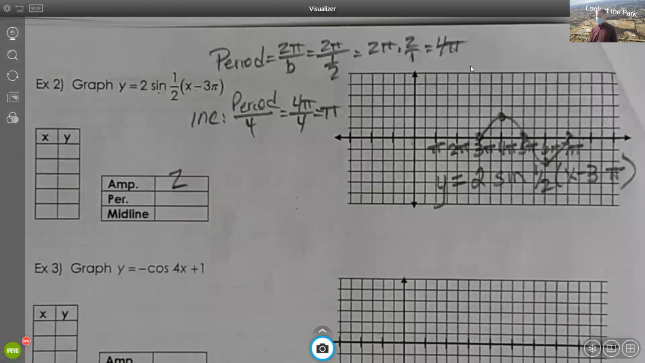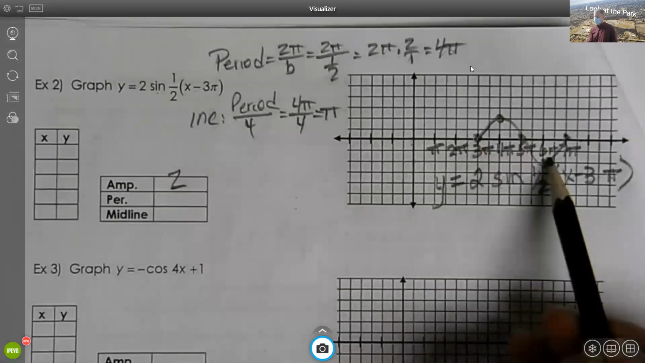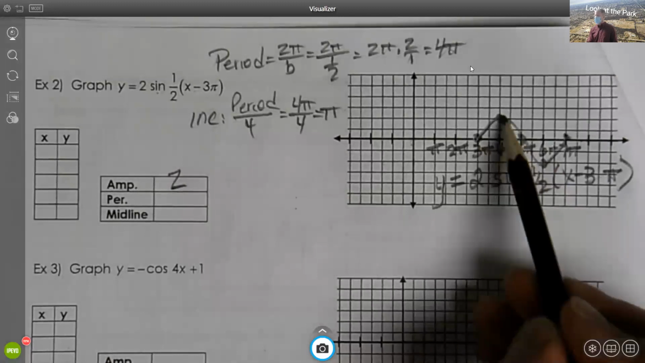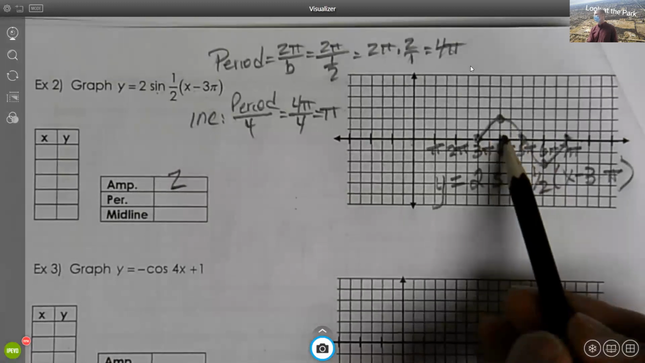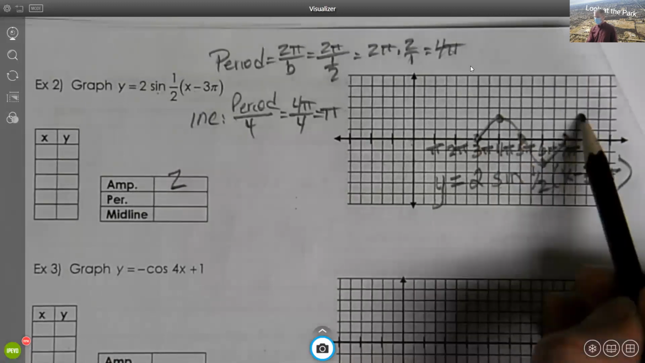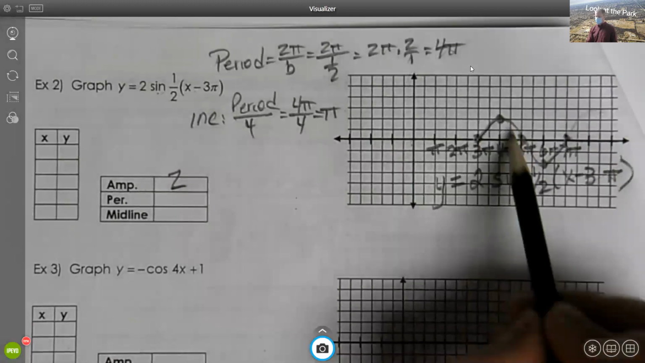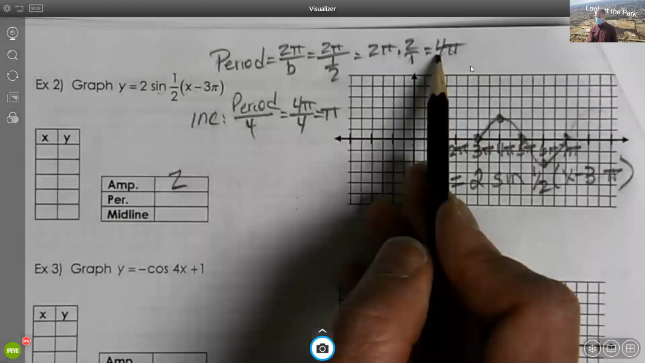The period, how long does it take for it to reach throughout the entire graph? Actually, it's called the entire cycle because the graph does go on forever, right? It does continue on. But the cycle until it repeats again, this is what we saw, 4 pi.